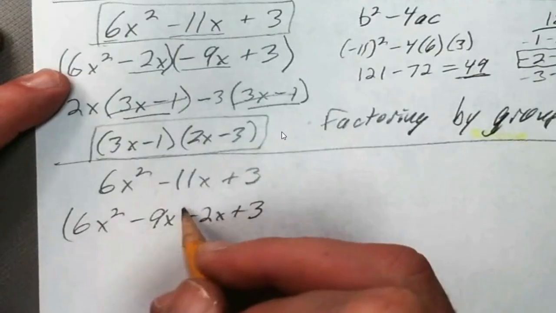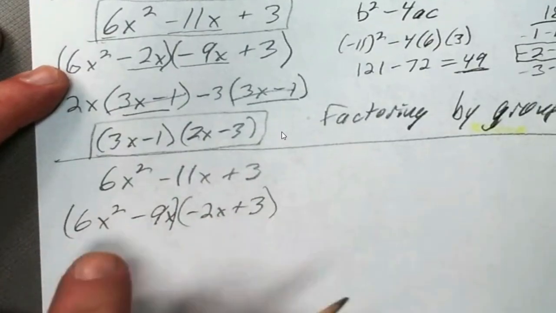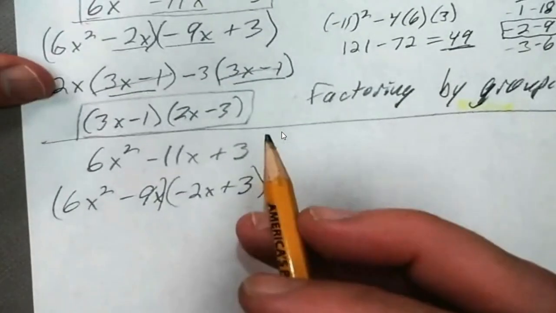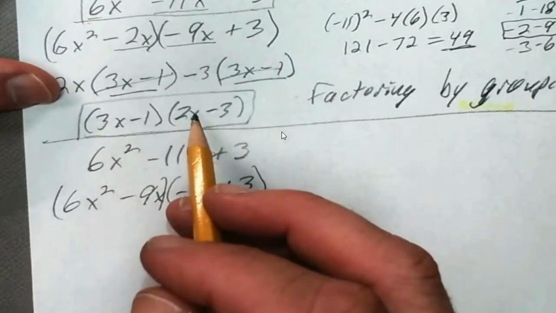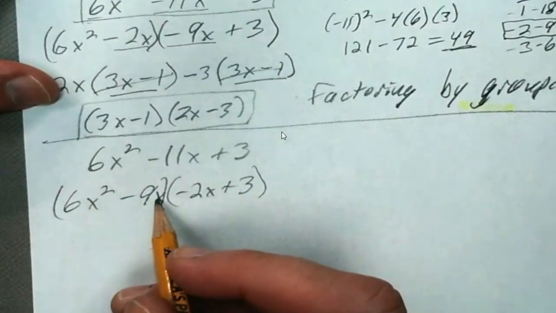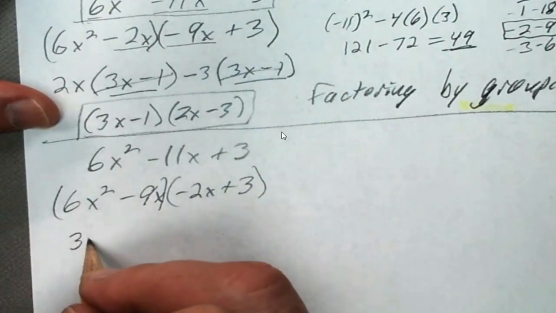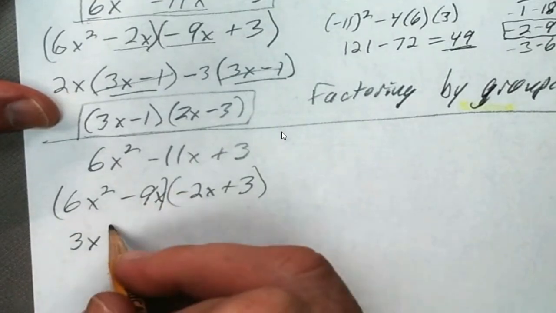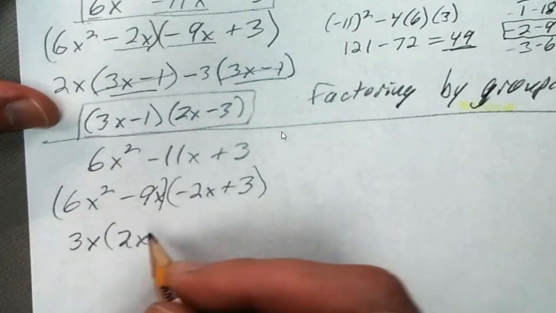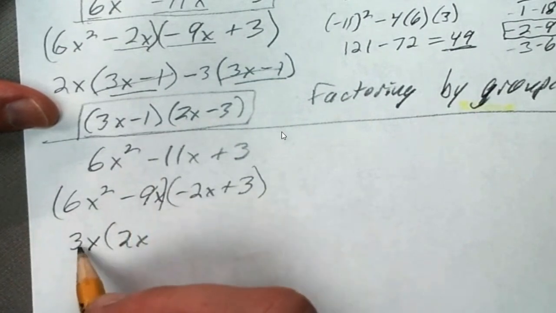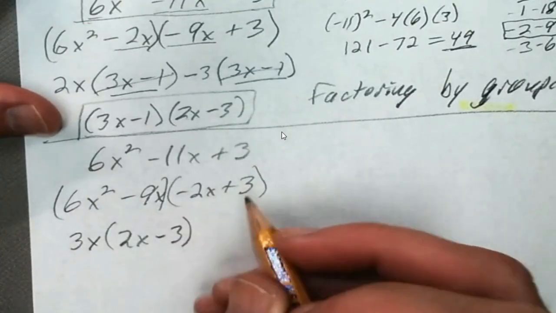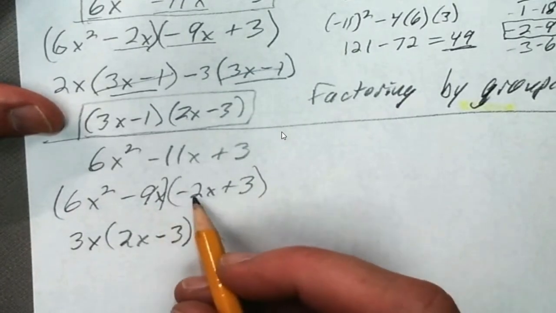But this time, when you group it, you've got different groupings than you had up here. So let's see. This is the answer we got last time. What answer are we going to get here? 6x squared minus 9x. Well, there's a 3x that can be factored out of both terms. 6x squared divided by 3x is 2x. Negative 9x divided by 3x is negative 3. What do we have here?